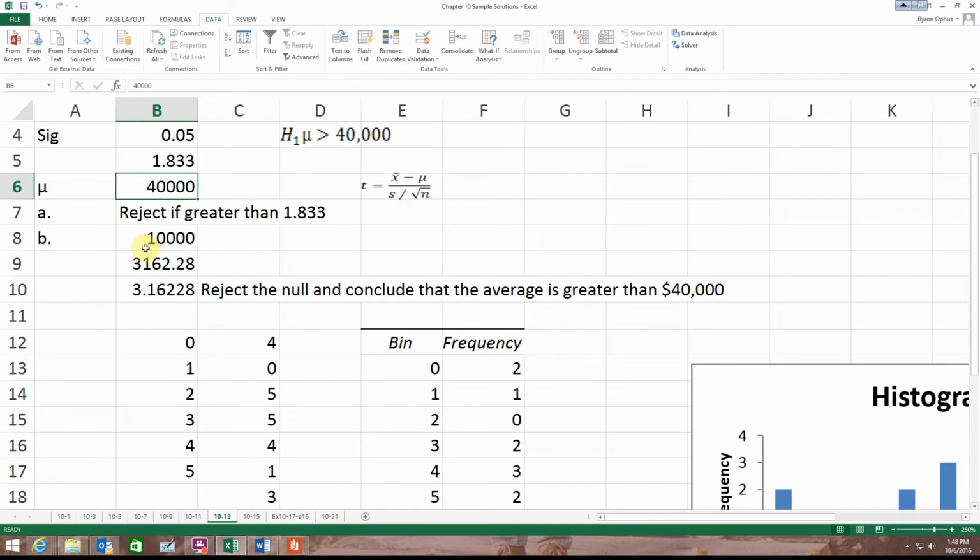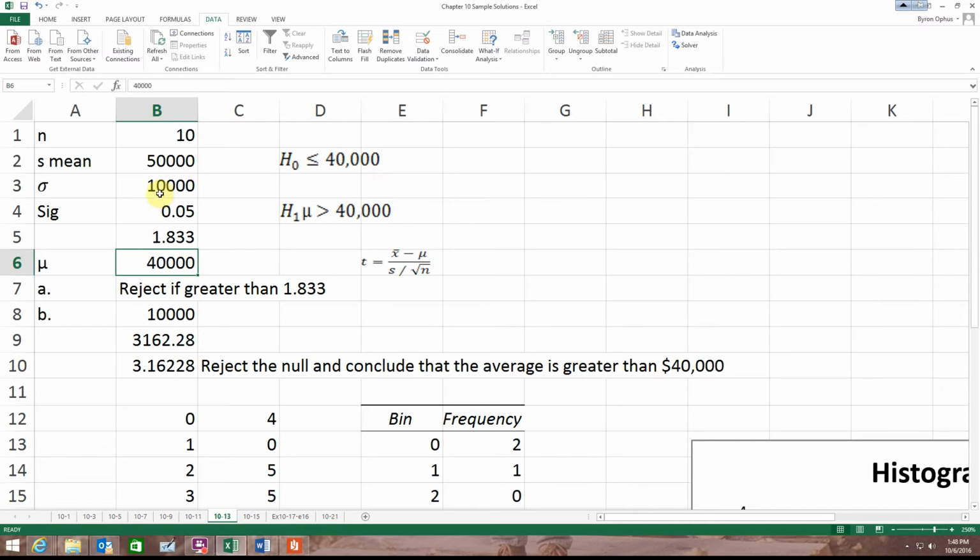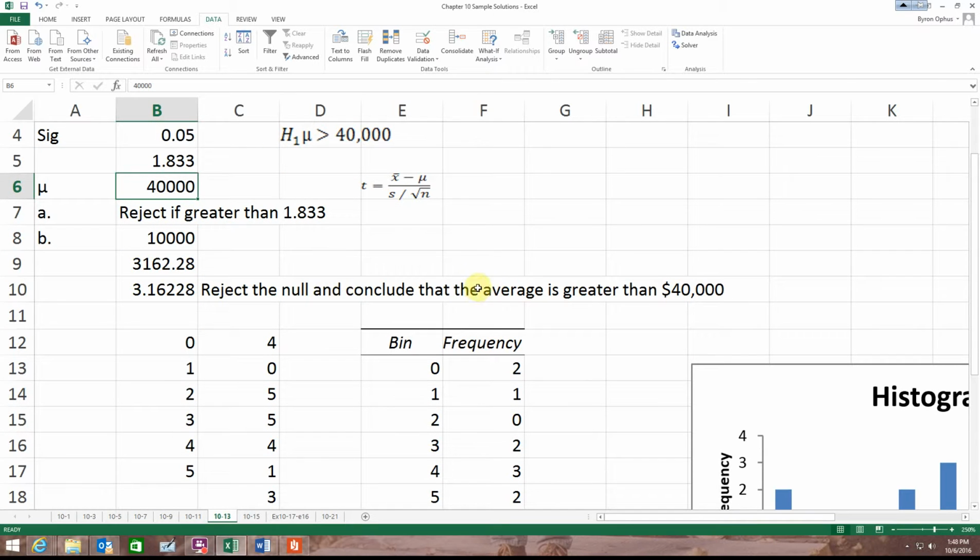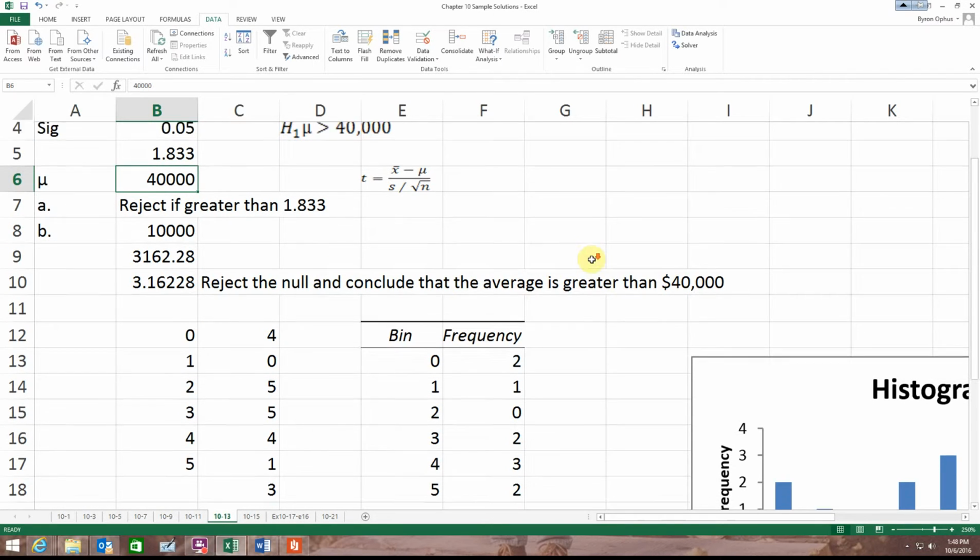So I do the math, right? Boom. I come up with 3.16, which is greater than, so I reject it. Okay, I reject the null hypothesis. Okay, and I conclude that the average is greater than 40,000.